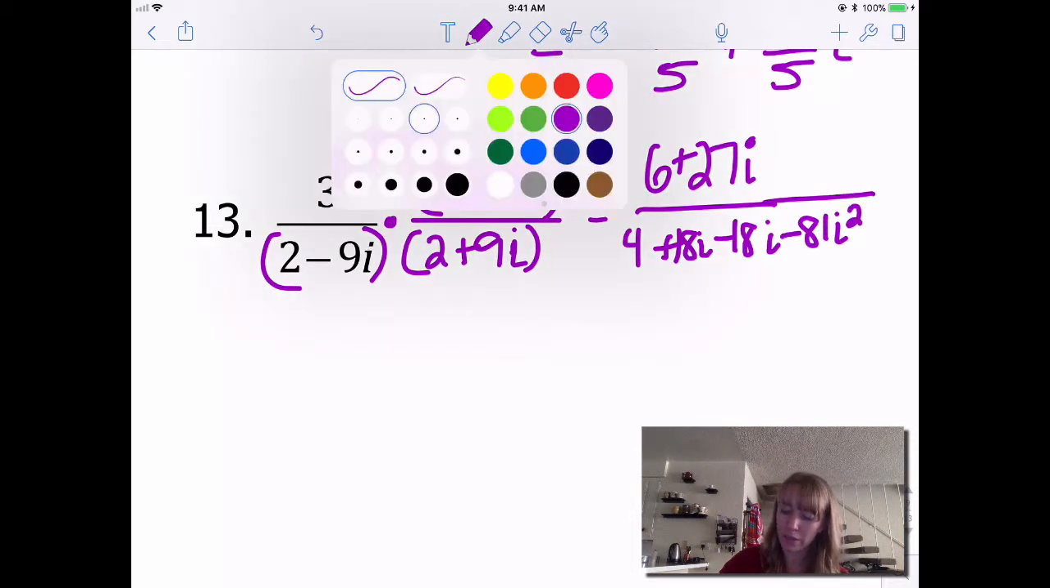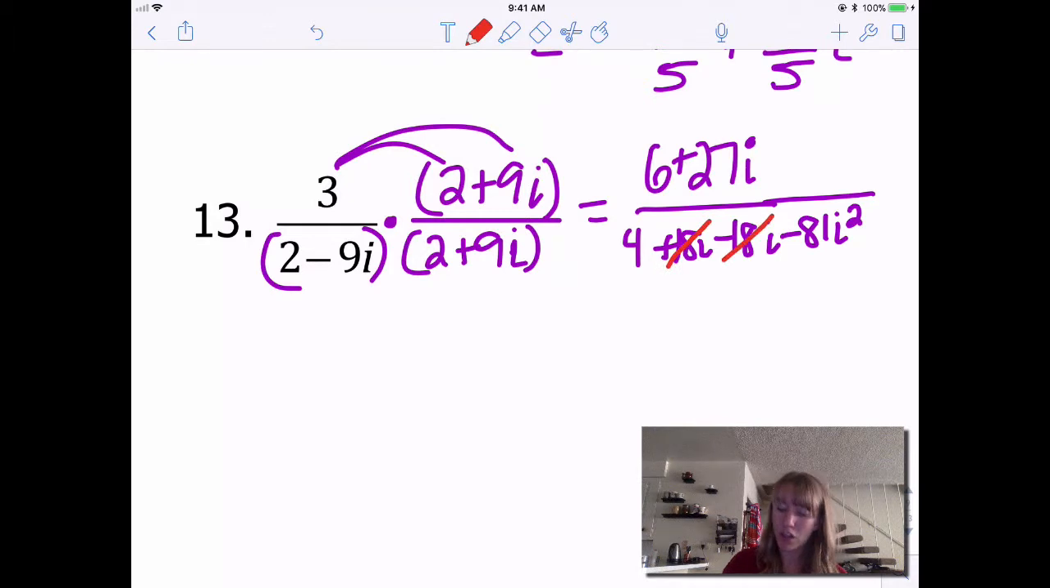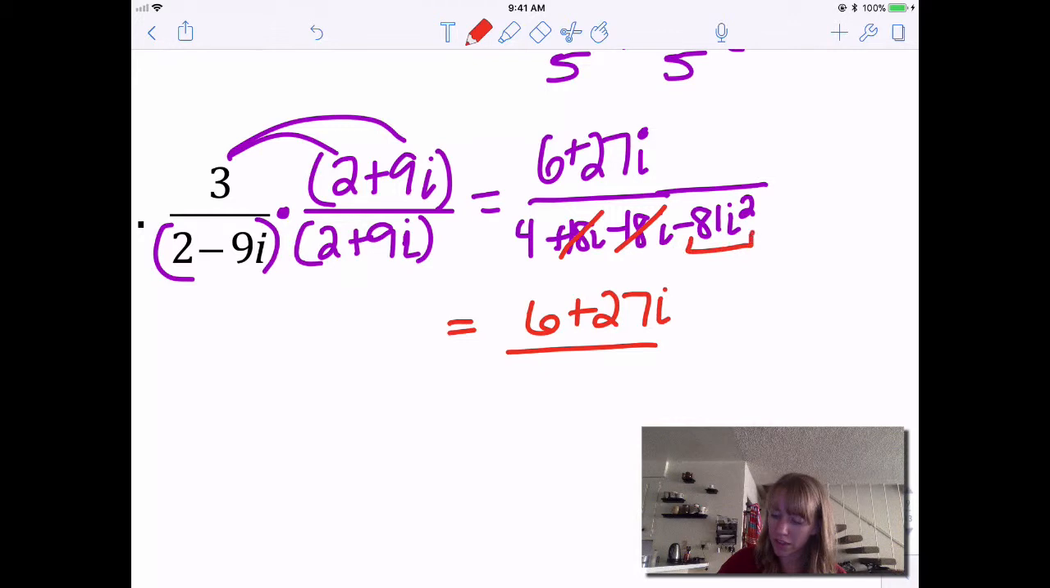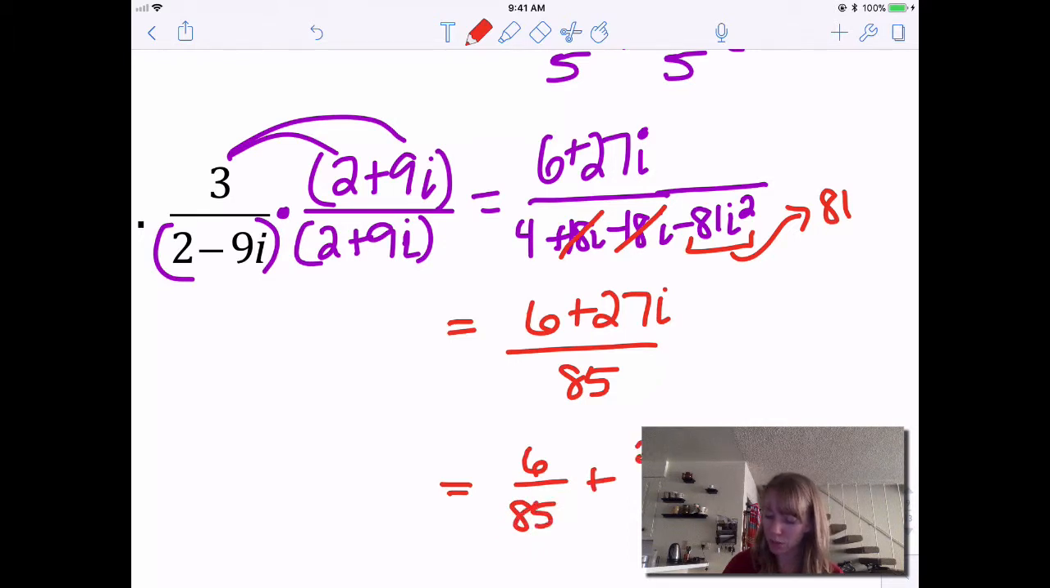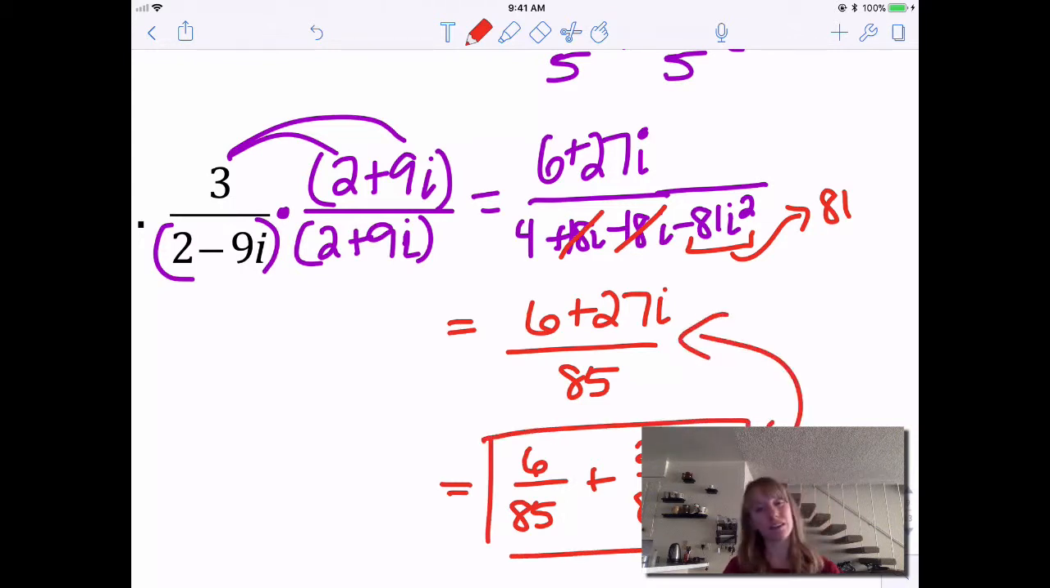If you start to notice that your middle terms are always going to cancel out, you can get in the habit of just skipping those. That's fine with me. But I'll end up getting 6 plus 27i, and then 4 minus 81i squared is going to equal positive 81. So 4 plus 81 is 85. You'll see this as an answer on a test as 6 over 85 plus 27 over 85 times i. But those two answers are exactly the same. So I'll take either if it's a free response portion.